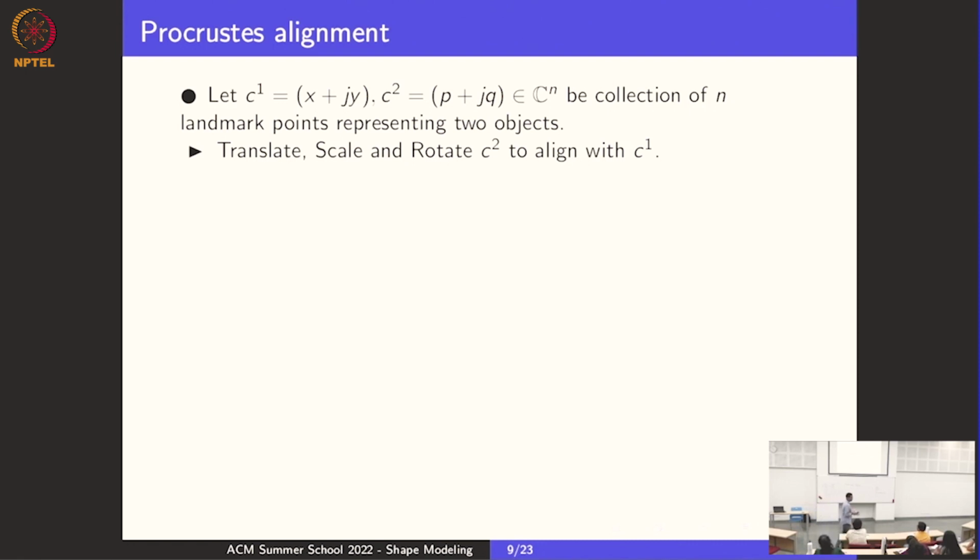So the idea is, once again, you want to eliminate any differences between these landmark representations that have arisen due to translation, rotation and scaling. So the best way to do away with them is to align these two using these same three transformations. Are we all okay? So by how much will you translate C2, by what angle will you rotate C2 and by what scale will you scale C2? How will you find these transformations?